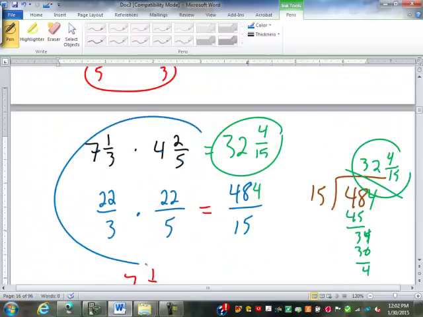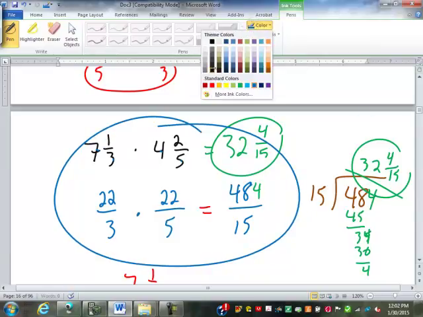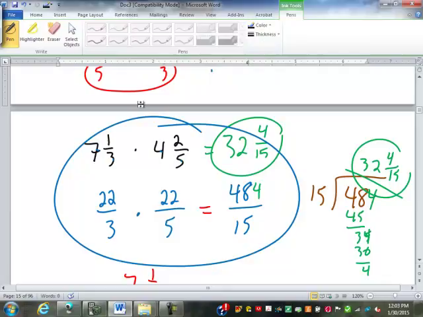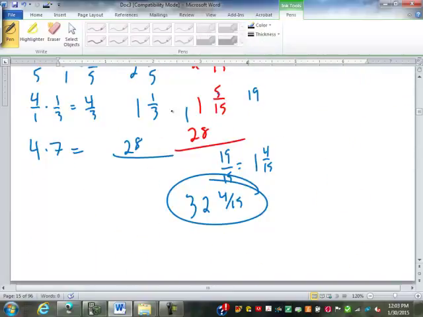Realistically, I'm going to stick with improper fractions. But you can see it is possible to multiply them as mixed numbers. It's just really tedious. Well, let's move on to division.